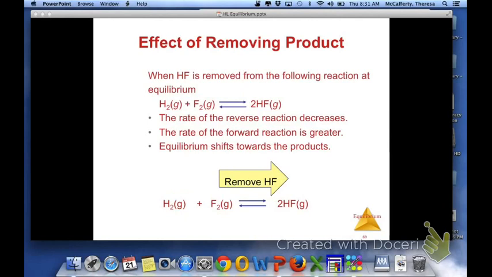What if I remove product? Again, if I remove product, it's going to decrease the backwards rate, increasing the amount of product made, and it's going to establish new equilibrium concentrations, again being equal to K.